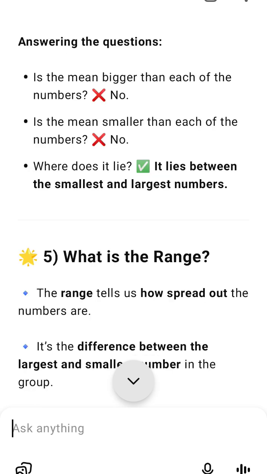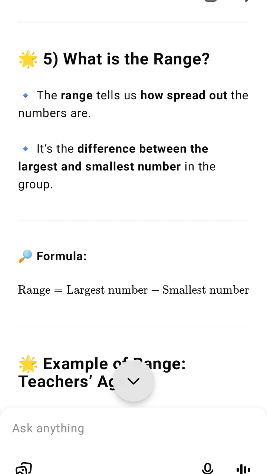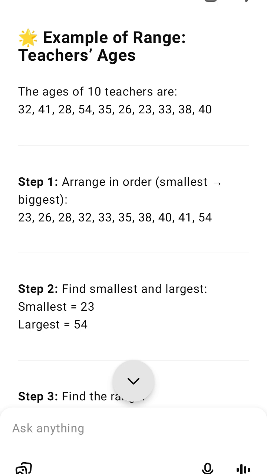Why is range important? The range shows you the difference between the highest and lowest numbers. It helps you understand how spread out the data is. Small range, numbers are close together. Big range, numbers are very different from each other.